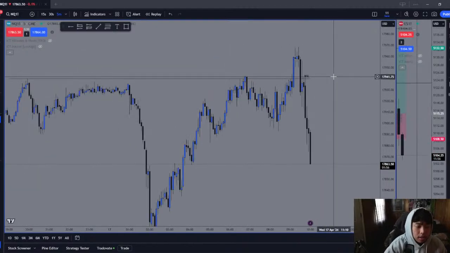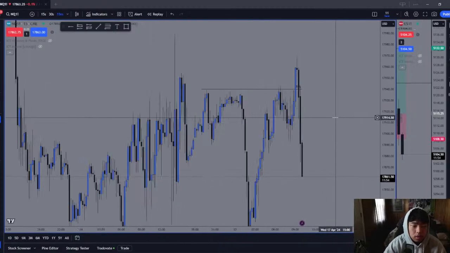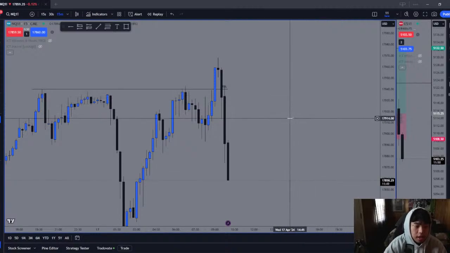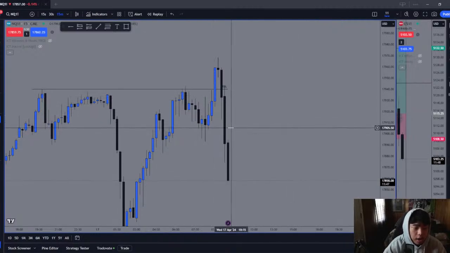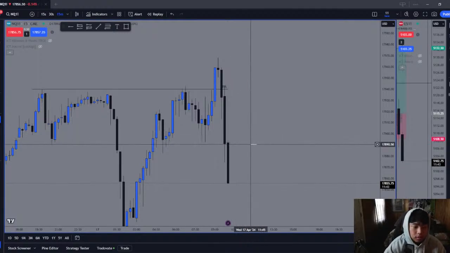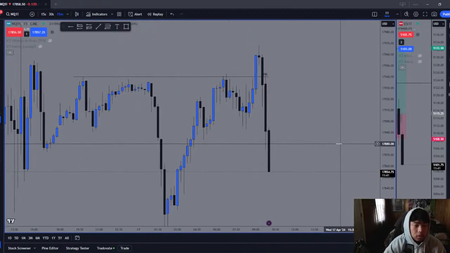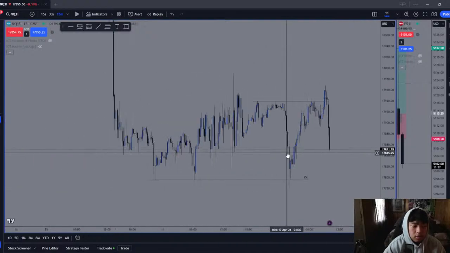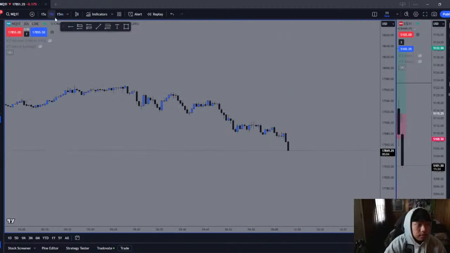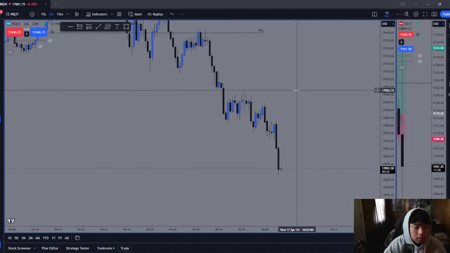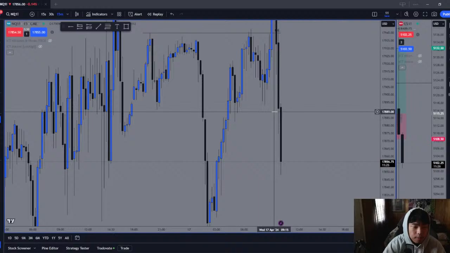Damn, looks like we're getting this massive dump here. Yeah, massive dump here. Like I said, not looking to trade right now, just waiting for some sort of retracement. Damn. Once we got that 1 hour break of structure, it just started to dump here.